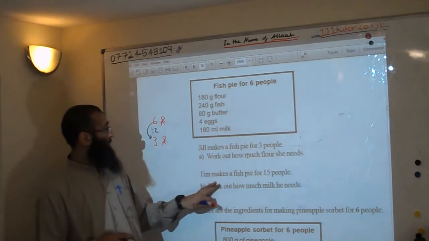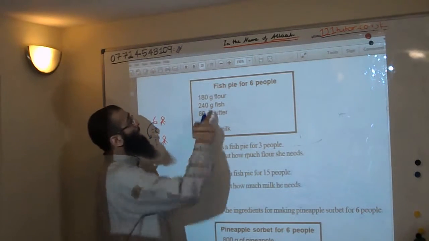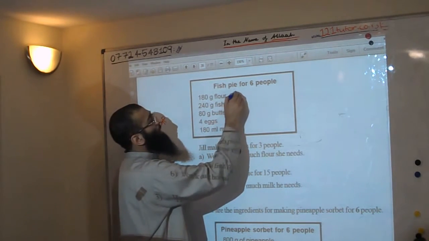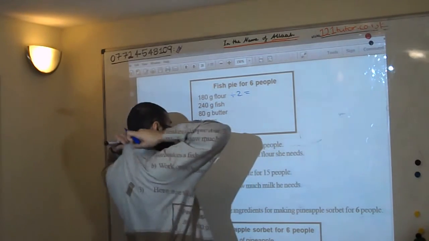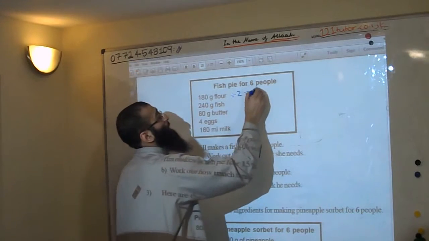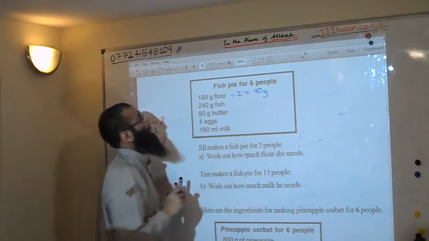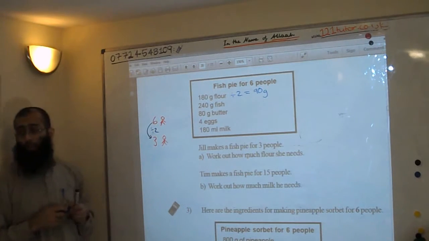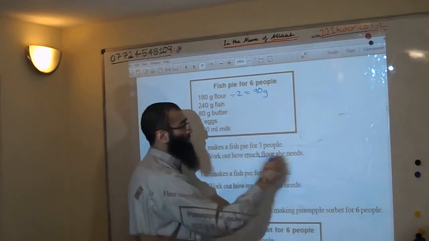So let's have a look at that. We need to work out how much flour she needs. So the flour will be 180 divided by 2. That will give us an answer of 90 grams. Now, the question goes, work out how much flour she needs.